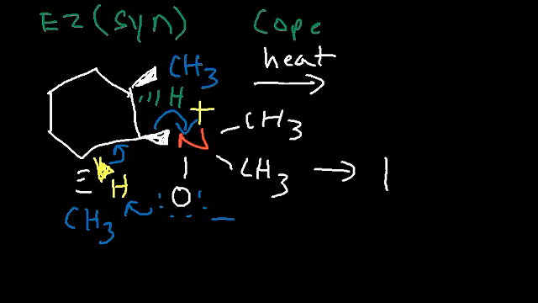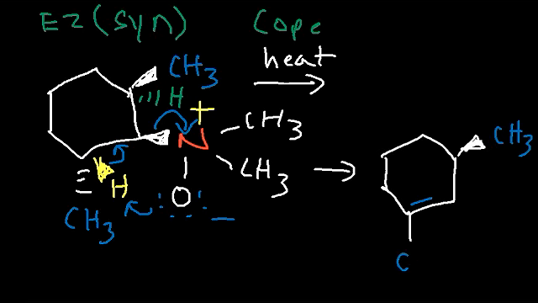So the product that we're going to get is going to look like this. So we're going to have a double bond on this side this time. And so we're going to get this product. So just make sure you remember that the Cope reaction is a syn E2 elimination reaction, and the Hoffman reaction is an anti-E2 reaction.